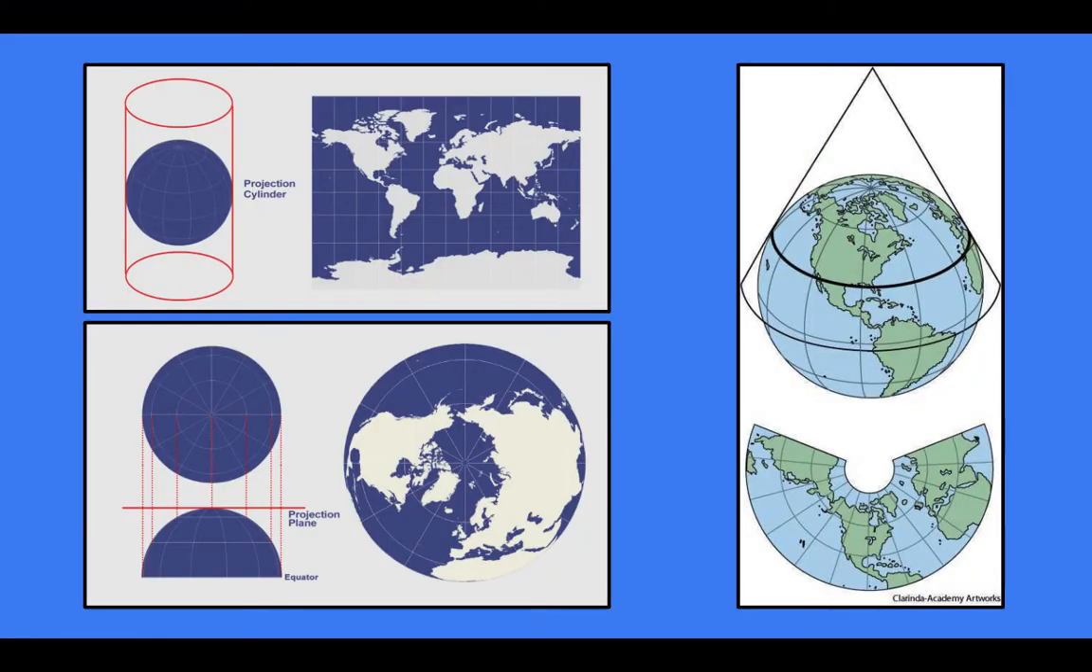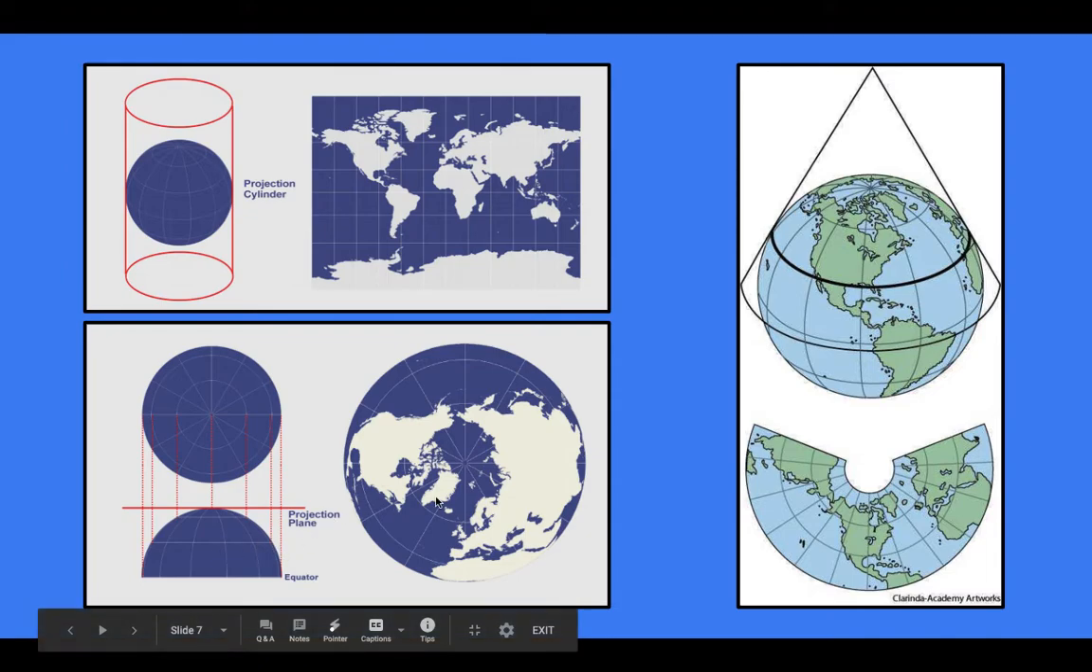This right here shows the different types of maps. You have the cylindrical map, which looks like this. Basically, if you take a cylinder, look all the way around the map, and flatten that out, what would that look like? This right here is a conical map. This is what it would actually look like.